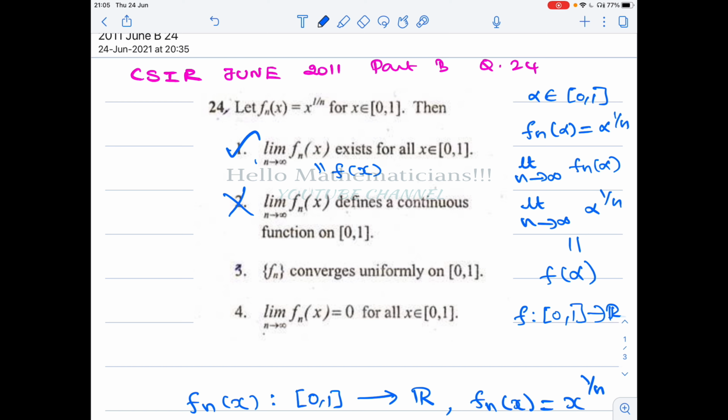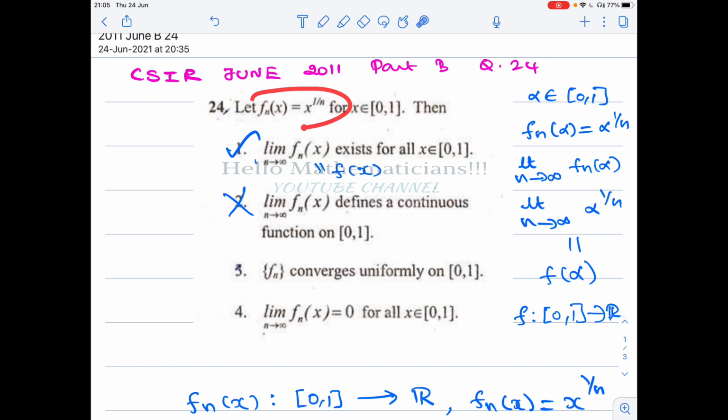They are saying, third option, that fn converges uniformly on [0, 1]. Now, there is a very important result in sequences of functions. Each fn is a continuous function. fn of x equal to x power 1 by n is a continuous function for a fixed n. If you put n equal to 1, you get x. If you put n equal to 2, f2 of x will be root x. Then x power 1 by 3. All these functions are continuous here.